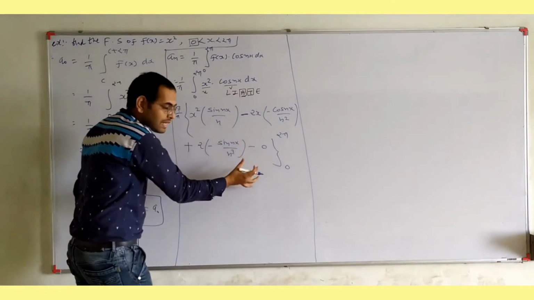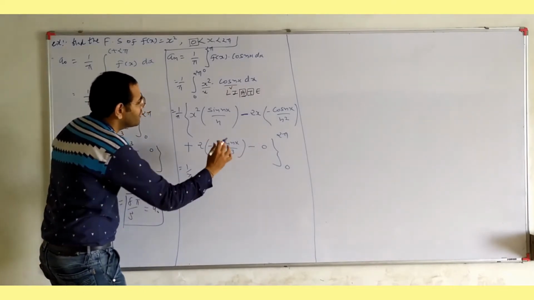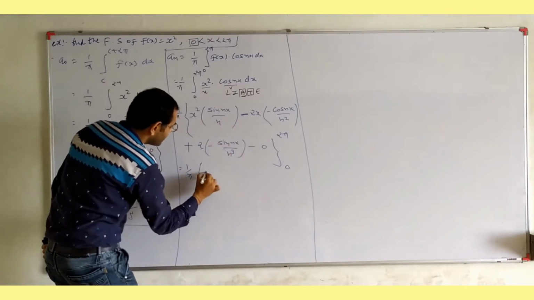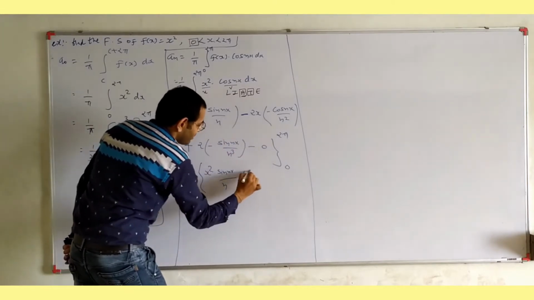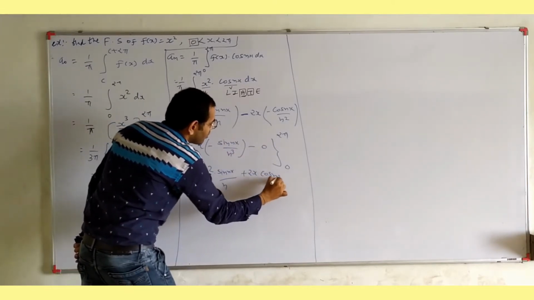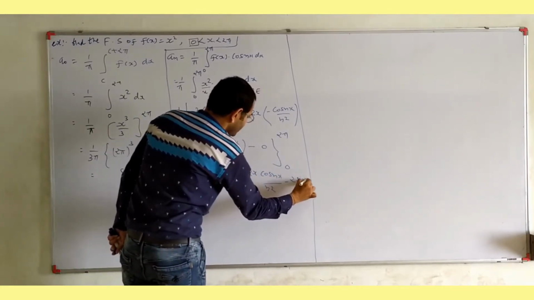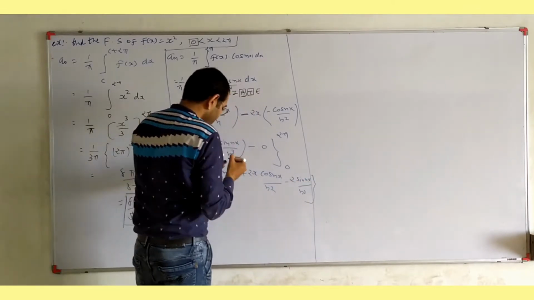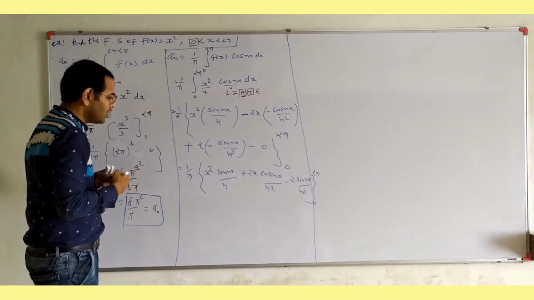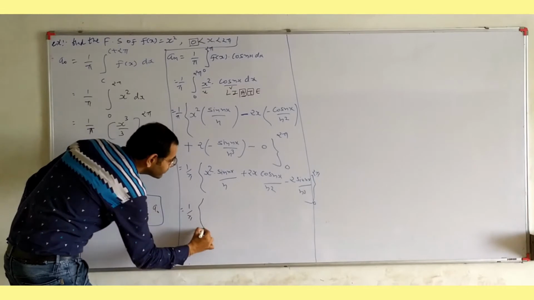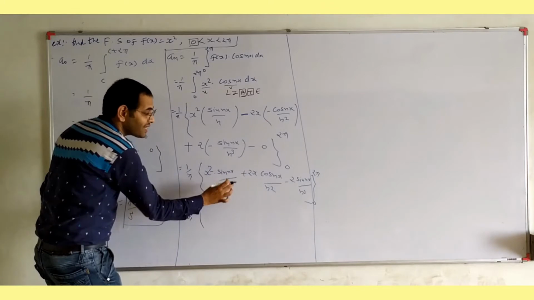Now just simplify this bracket, then we go for the upper limit and lower limit. Then minus minus plus, so we get x square into sin nx upon n, minus minus plus 2x cos nx upon n square, minus 2 sin nx upon n cube, and the limit is 0 to 2 pi. Then upper limit minus lower limit. Then here substitute x as 2 pi.